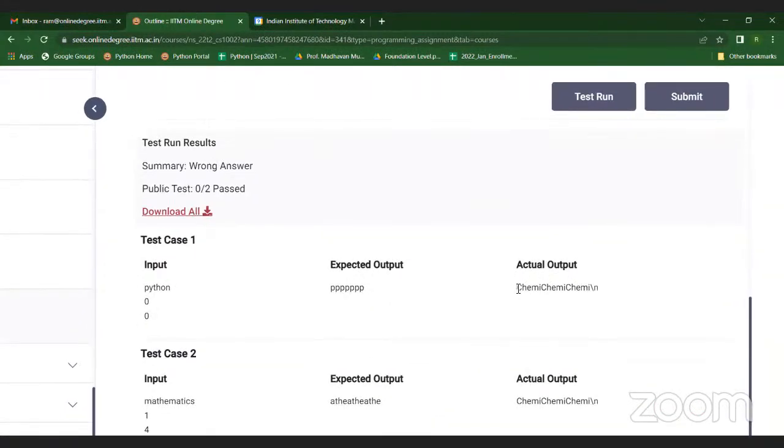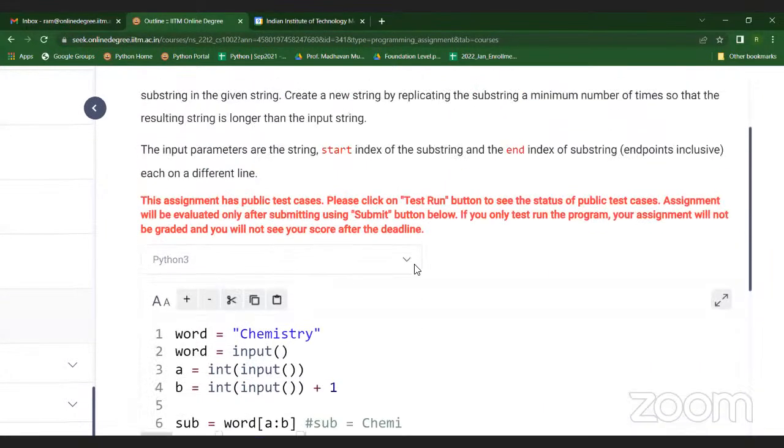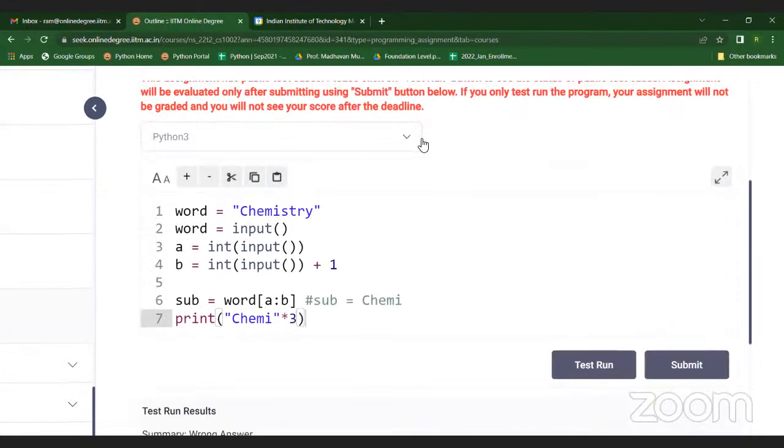So here you could see, it is printing "chemi" 3 times. Clear? It should be printing only "sub", sir. But this I just showed for example. Yes, sir, clear. I have done something. I want to make it correct, if you will allow.